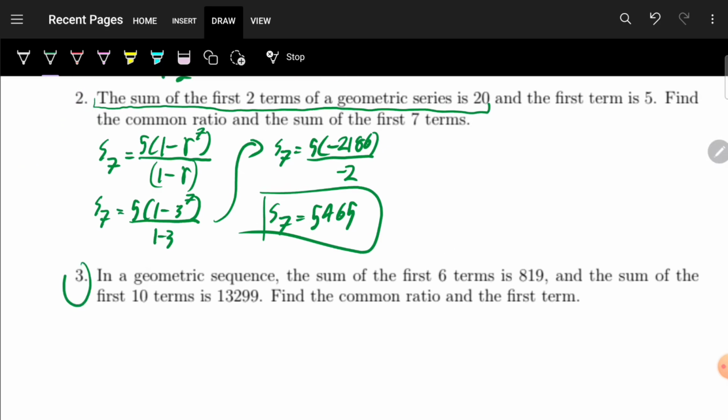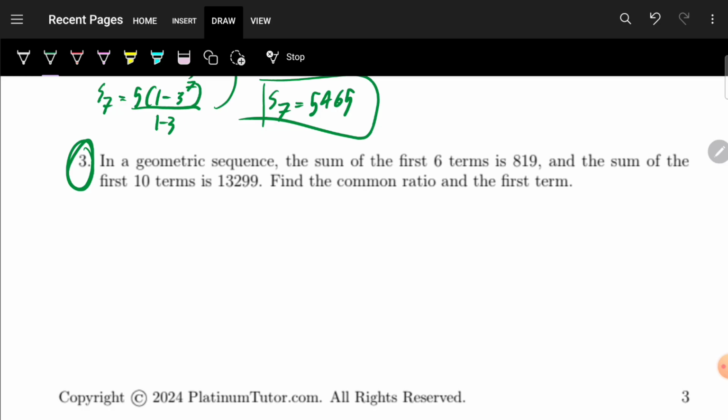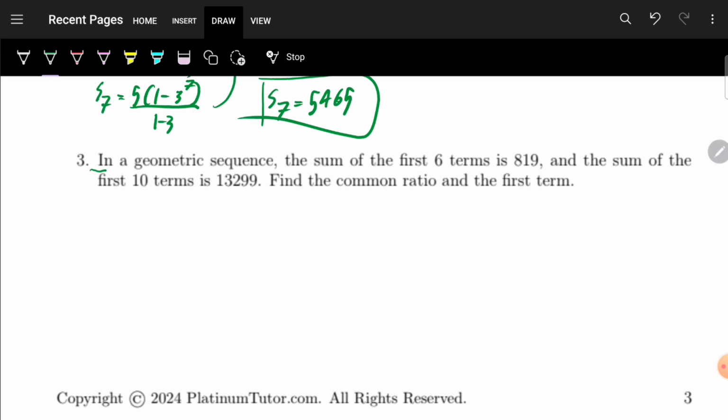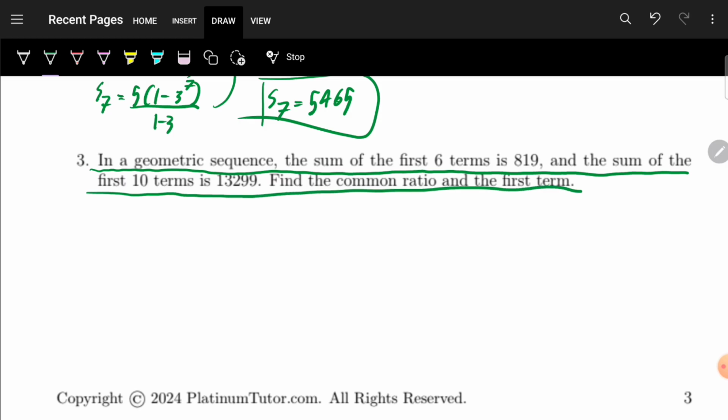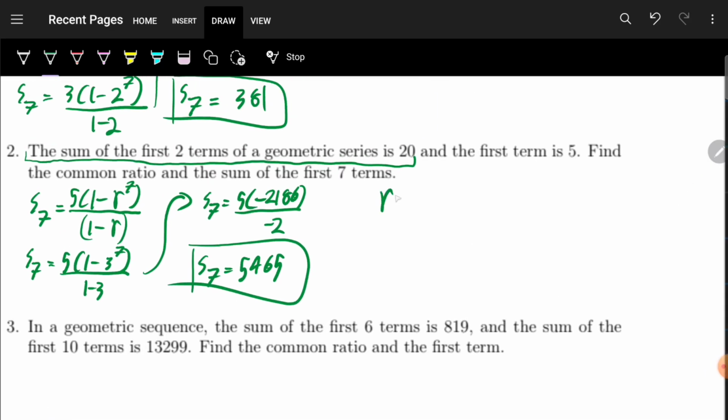Question 3 has what I was talking about. There's a factoring technique that we will learn later on. So if you haven't learned this in class yet, then don't worry about it. Okay, let's read through it. It says in a geometric sequence, the sum of the first 6 terms is 819, and the sum of the first 10 terms is 13,299. Find the common ratio and the first term. Okay, and by the way, the common ratio here was 3. Let's just write that down.